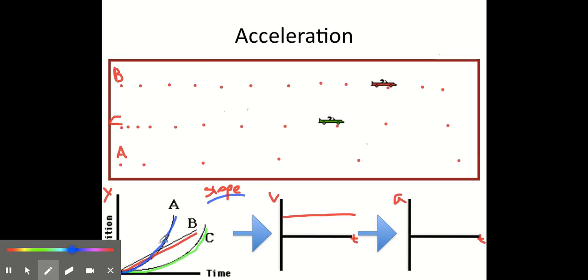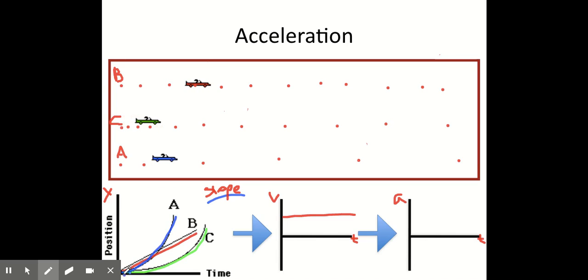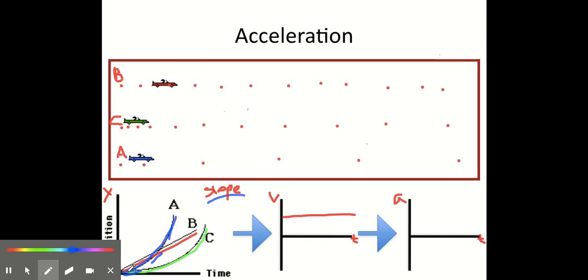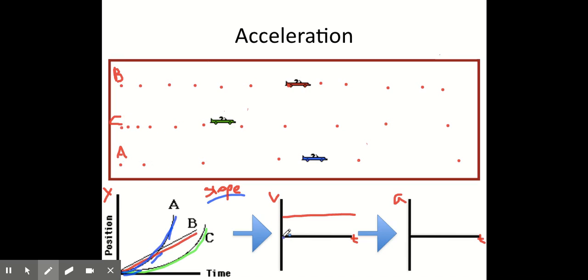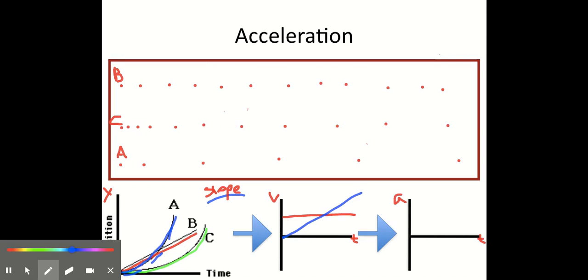Let's look at A, the blue car. We kind of draw little tangent slopes here and we say, look, that slope starts at 0 because it's flat down here. I know it's a little hard to see, but it's flat. So we start at 0 and then it gets more and more and more and more. All right, it has a changing velocity. Its velocity keeps getting faster and faster and faster. Okay, now let's look at the green car.